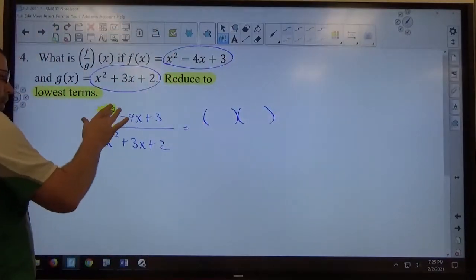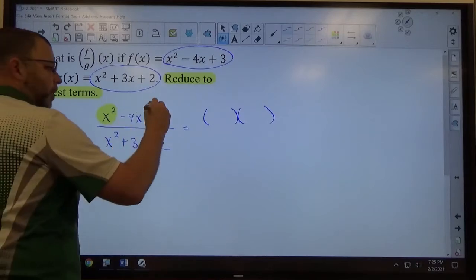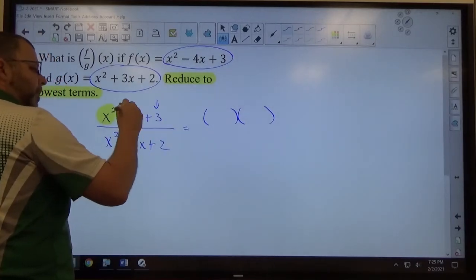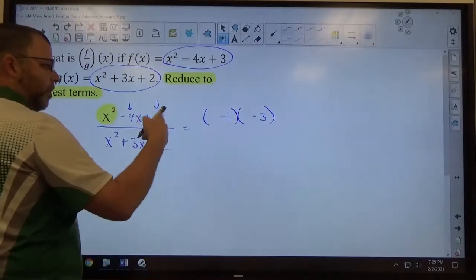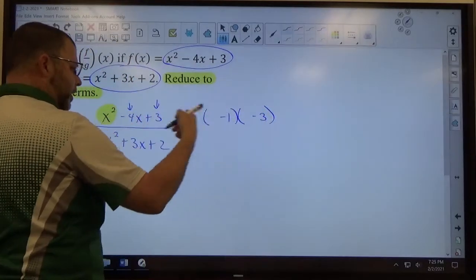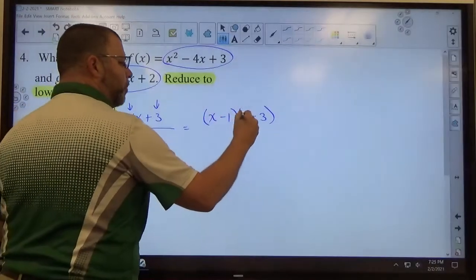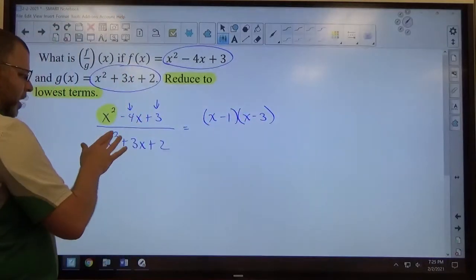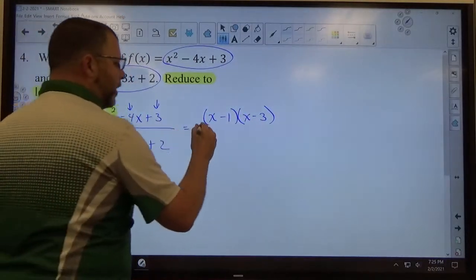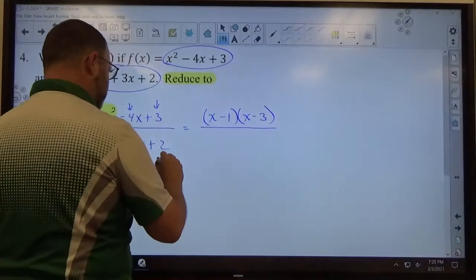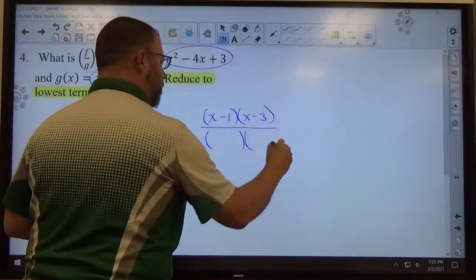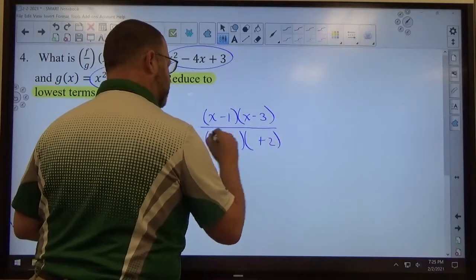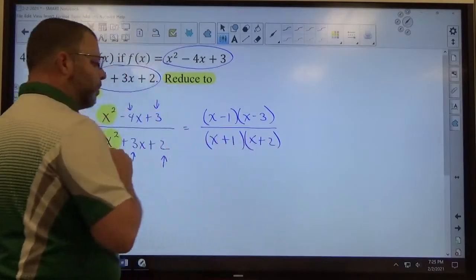Just your basic one with 1x squared, so we're looking for a product of positive 3 that adds to make negative 4. That'd be negative 1 and negative 3. They multiply to make positive 3, add to make negative 4. We're going to pair those up with x's because that's the letter. Once again, this is 1x squared, so the same idea here. We're looking for numbers that multiply to make positive 2, that add to make positive 3, and those two numbers are positive 1 and positive 2. Pair those up with x's.